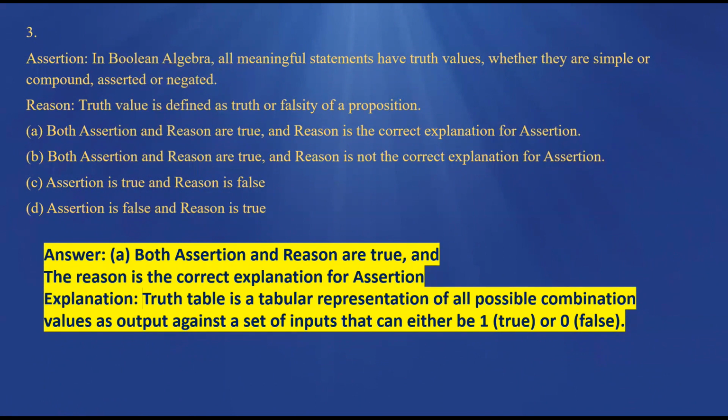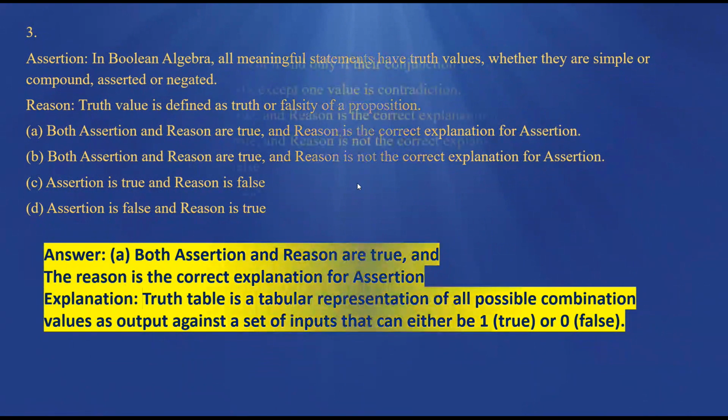Truth table is a tabular representation of possible combinations of values as output against a set of inputs, and it can be the 1 that represents true and 0 that represents false. Hence, the reason and assertion both are satisfied.